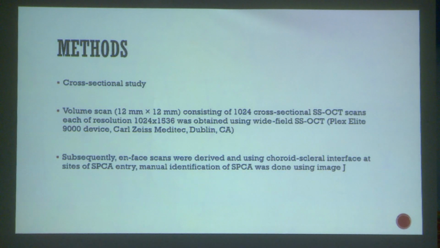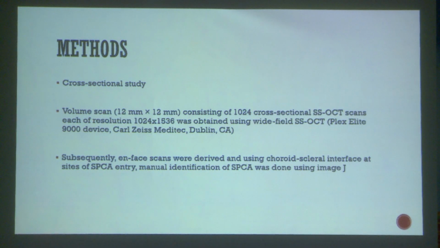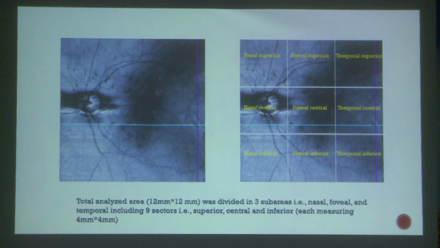The present study was a cross-sectional study. We obtained a 12 by 12 mm volume scan, which contained 1024 cross-sectional SSOCT scans, and this was captured on Plex Elite 9000. Subsequently, the en-face scans were derived, and using the sclerochoroidal interface at the site of SPCA entry, we manually identified the SPCA using the ImageJ software.